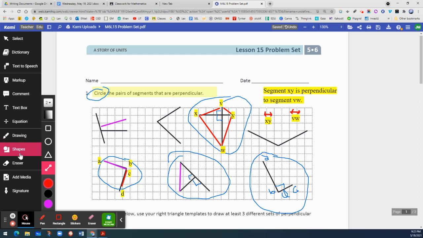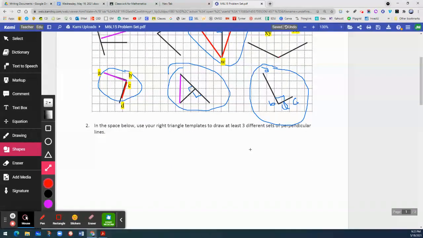Now we're not going to select this one right here, because if we want it to be perpendicular, it should be right here. So these two segments are not perpendicular. So that's the answer for this.